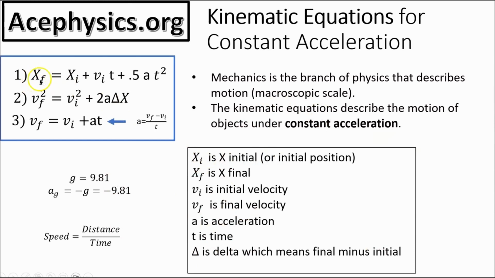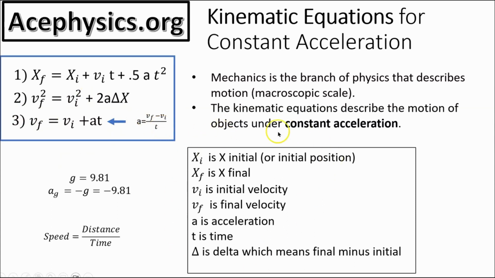First equation says x final equals x initial plus v initial t plus 1/2 at squared. The second equation is v final squared equals v initial squared plus 2a delta x. And the third equation is v final equals v initial plus at. And this is really just the definition of acceleration. Acceleration is v final minus v initial over change in time.